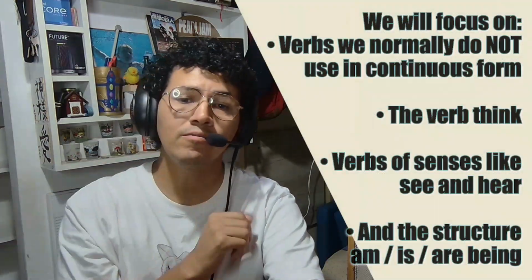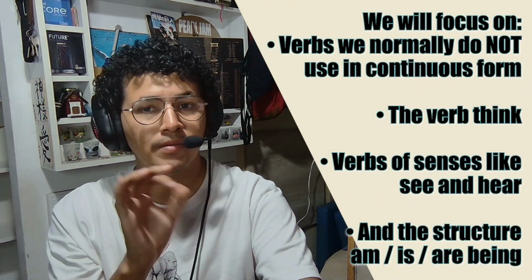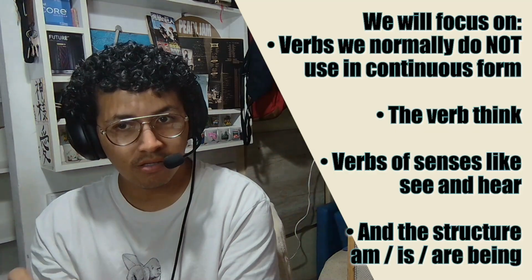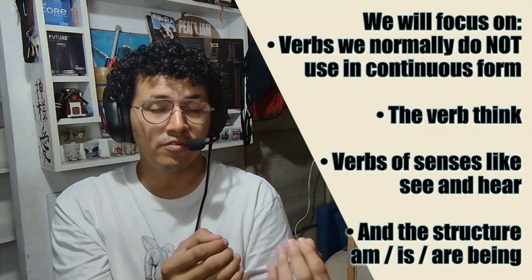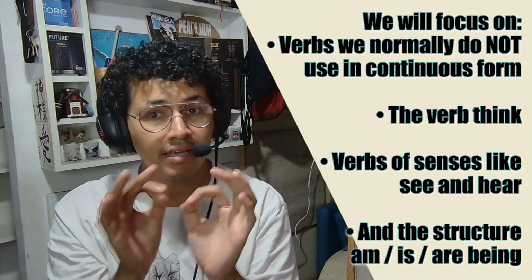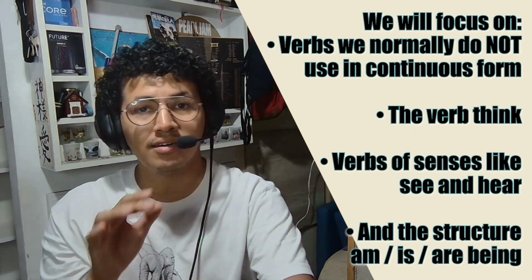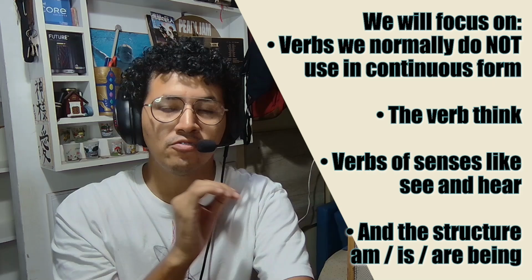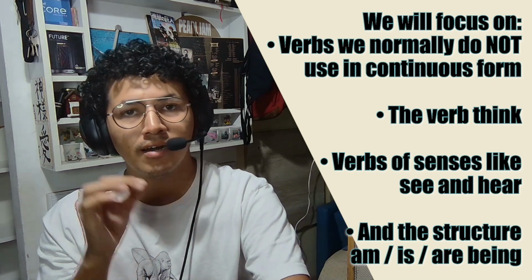Today we're going to continue working with present continuous and present simple. But now we will focus on verbs we normally do not use in continuous forms: the verb think, verbs of sense like see and hear, and the structure am, is, are, being. Let's begin.